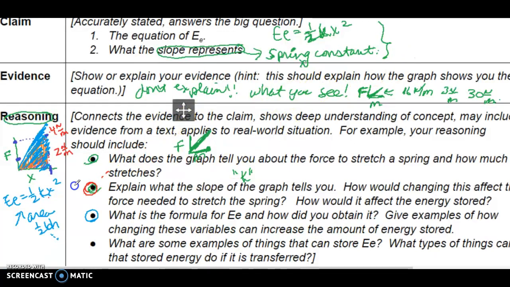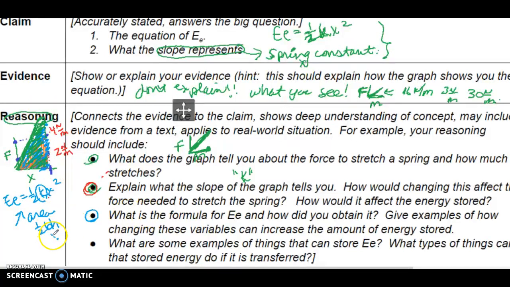If I increase the spring constant, that's what we just talked about. What happens to the graph? The steeper this line gets, increasing the spring constant, that's going to store more energy because that area is going to get so much bigger the steeper that line is.